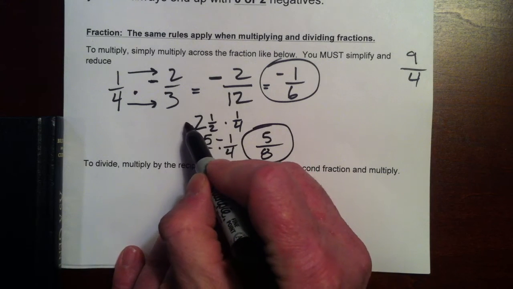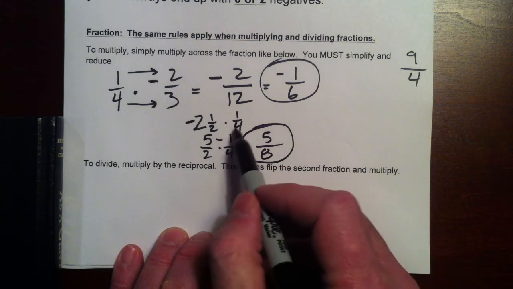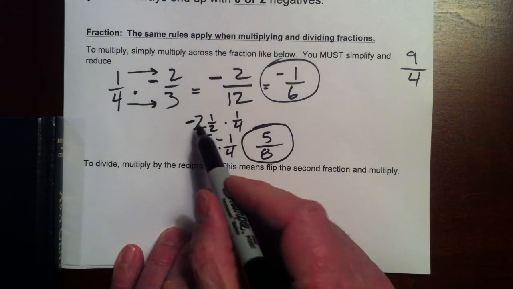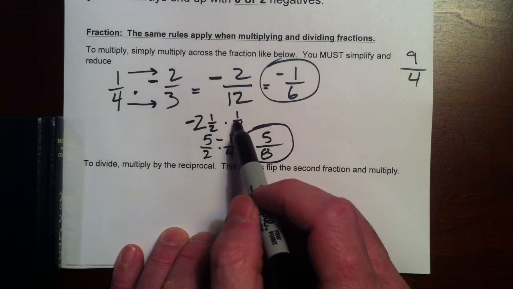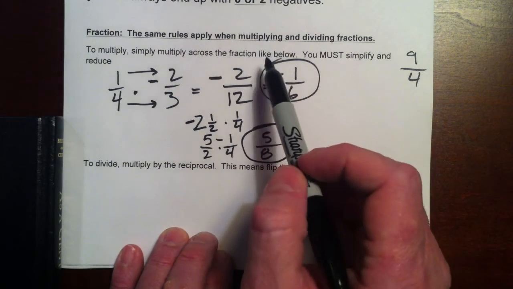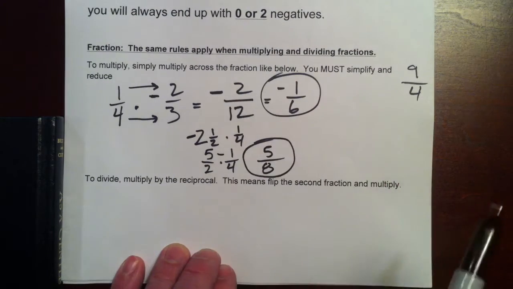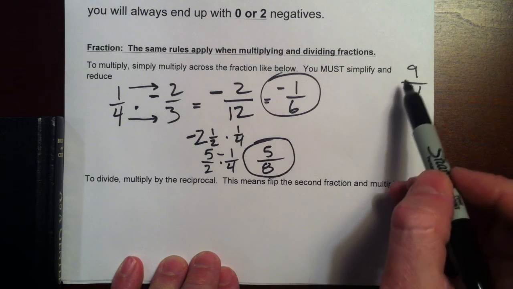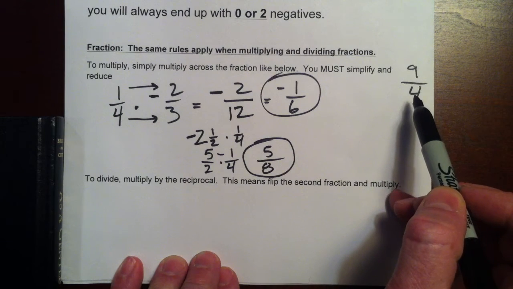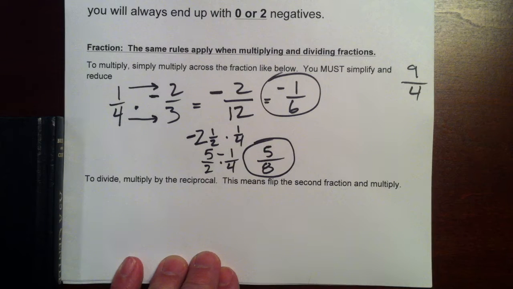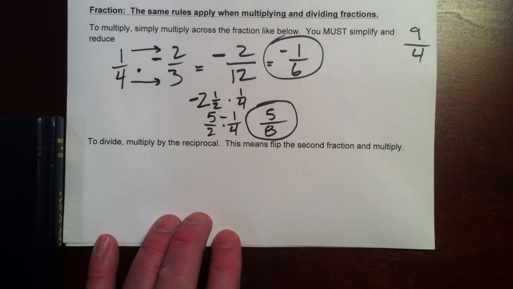Now, if we had had a negative 2.5 times 1 over 4, the answer would then have been negative because we have one negative here, positive here. We have to have at least one more negative because we must have either 2 or 0. Now, if this had been an improper fraction like 9 over 4, we would need to change that back into a mixed number. We'll probably do one of those here in a little bit.